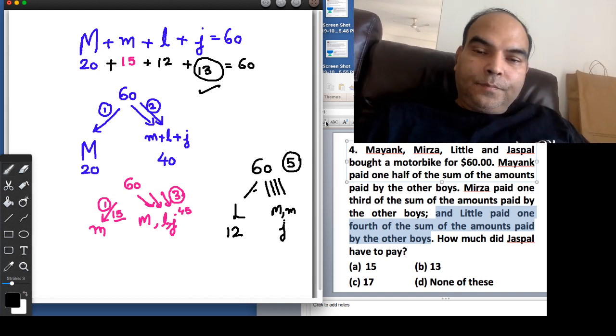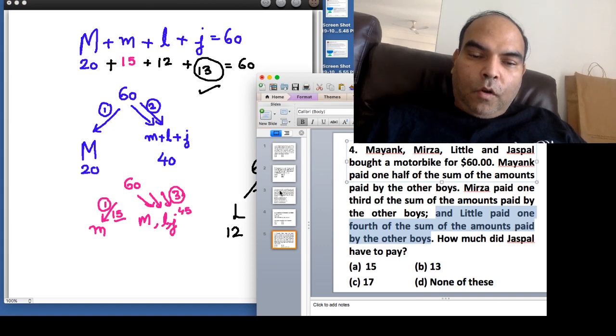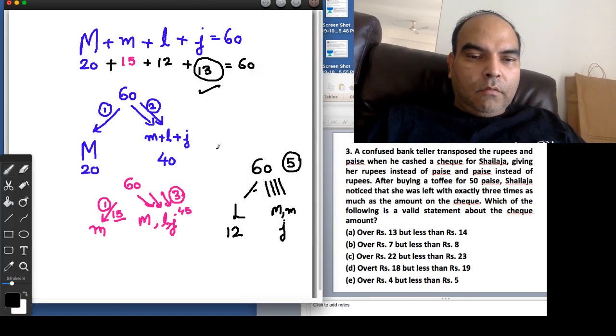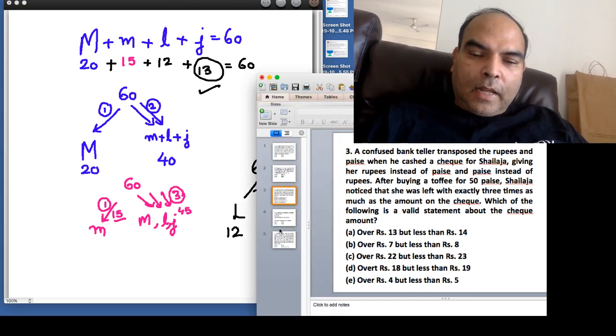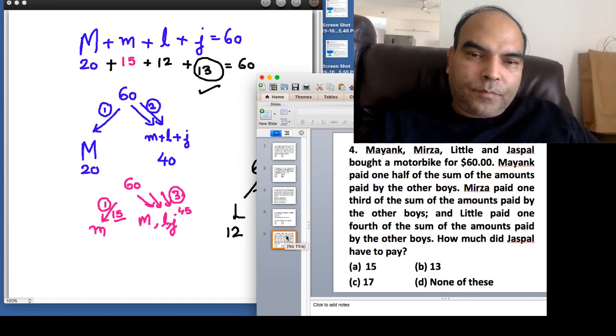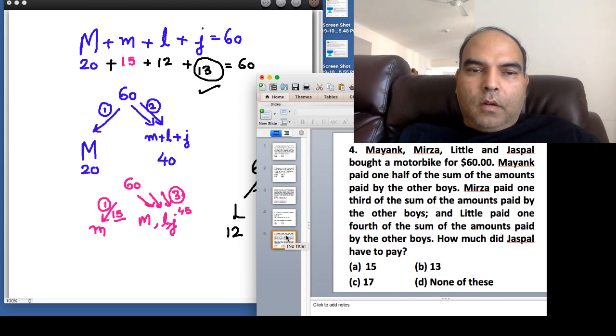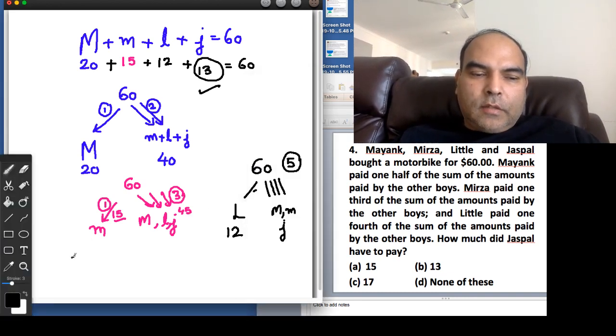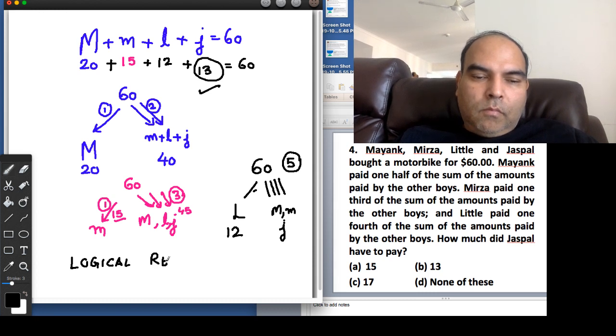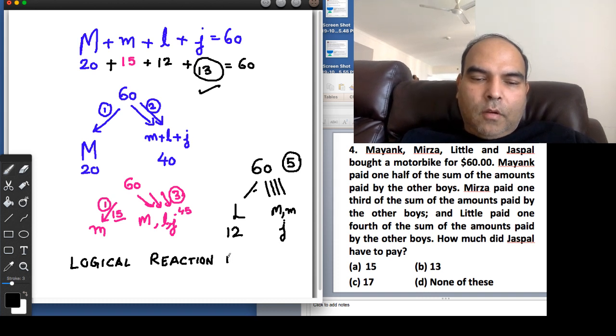Right? And so we'll move on to one more question. But before we do this next question, you can see how much difference the logical reaction based solving of this question had versus the mathematical solving of this question.